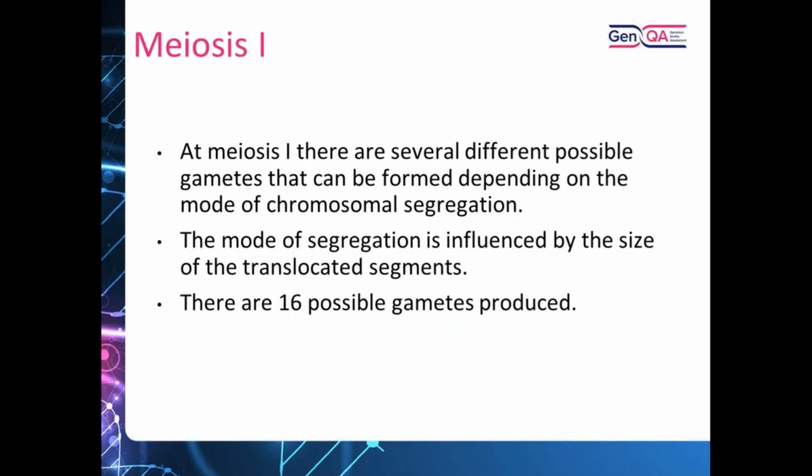So at meiosis one, there are several different possible gametes that can be formed depending on the mode of chromosomal segregation. And this mode of segregation is influenced by the size of the translocated segments. And there are 16 possible gametes that can be produced at this stage.